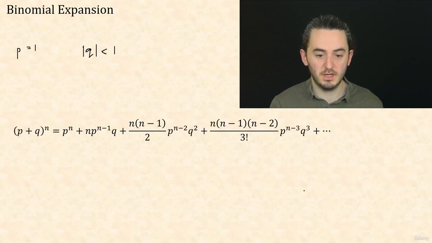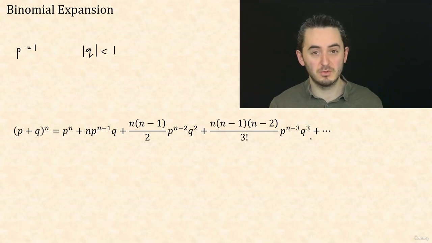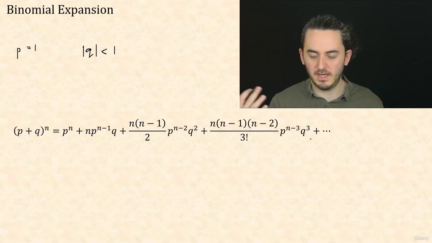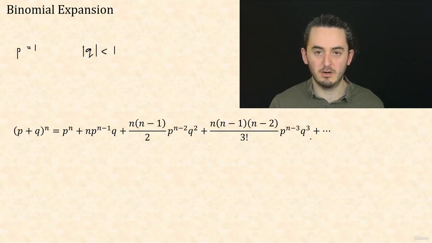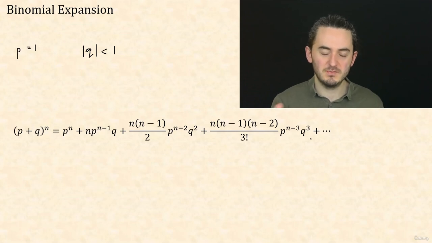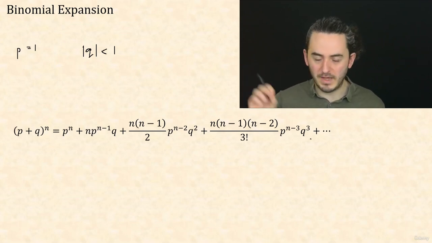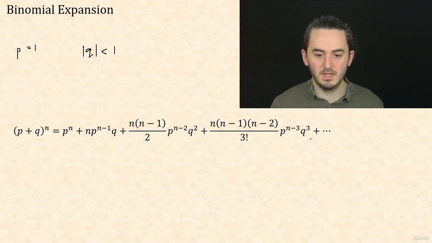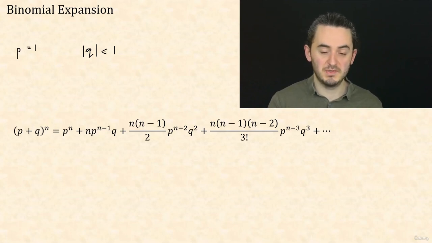For example, if q is a half, then already by the time we've got q cubed, that's a half cubed, which is an eighth, which is quite small. The 10th term, the q to the 10 term, we've got half to the power of 10, which is less than 1 in 1,000. So it just means the further we go along, the more that term just disappears. So if we insist these two things, we're going to end up with something genuinely useful.